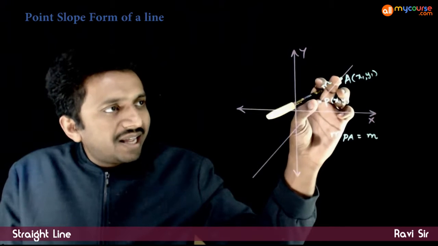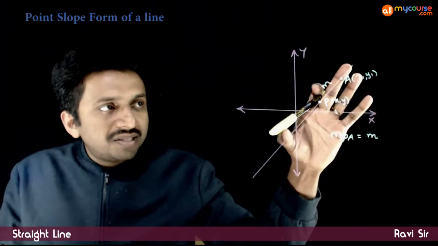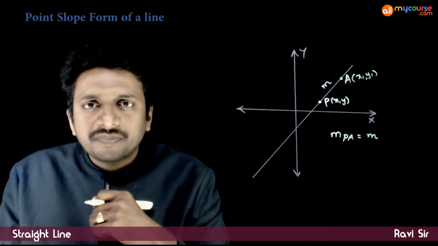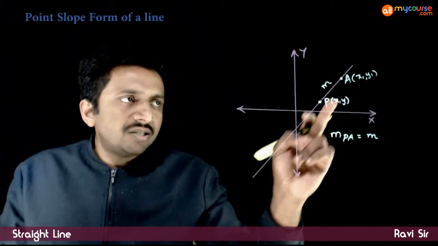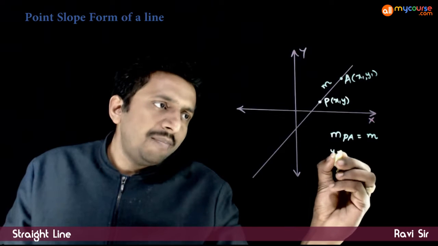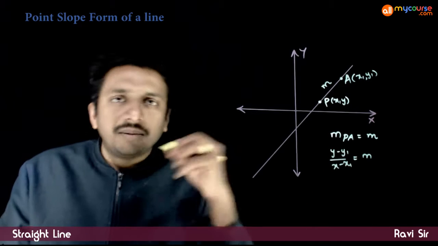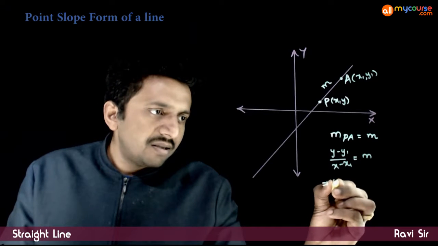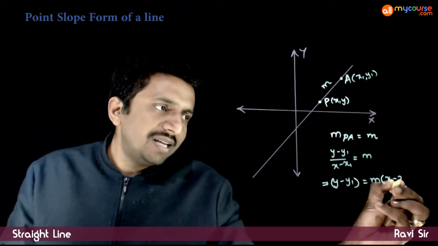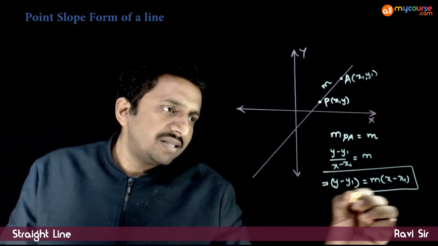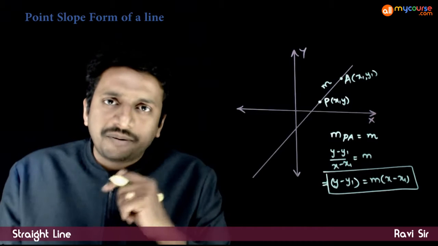So on this line, you take any 2 points, the slope of the line segment PA should be the same as the slope of the general line, right? So slope of PA has to be equal to m. And what is the slope of PA? y minus y1 by x minus x1 is equal to m. This implies y minus y1 is equal to m times (x minus x1). So this is called the point slope form of a line.